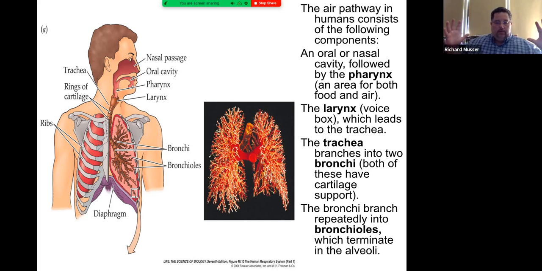So when your rib cage closes and you're breathing out, the air pressure is actually greater inside your lungs than the atmosphere, allowing air to leave. While if you inhale, you're pulling your diaphragm down, you're increasing your chest cavity, and that causes the lungs to inflate.